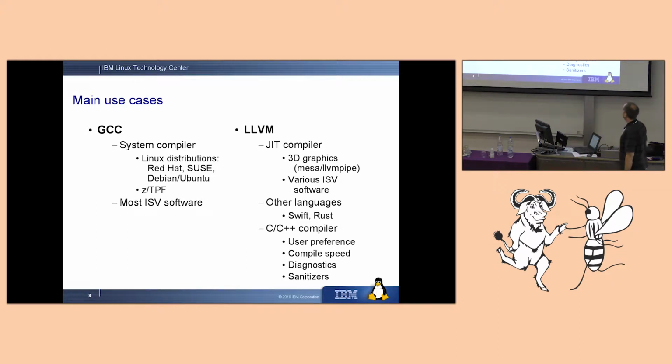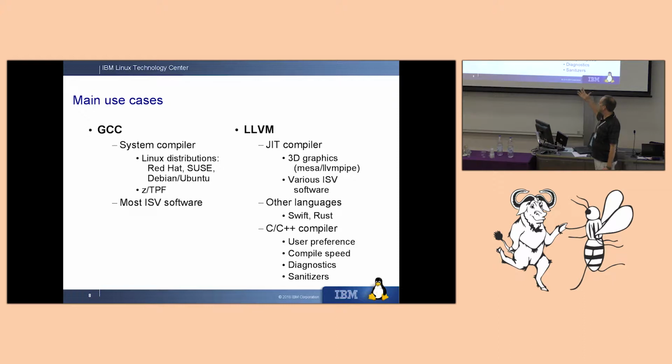Talking about use cases, of course, it should be obvious, but I think it can't hurt to say it. Of course, the use case of GCC is that just about everything is compiled with GCC, and that's not going to change anytime soon. It is the system compiler for all Linux distributions.